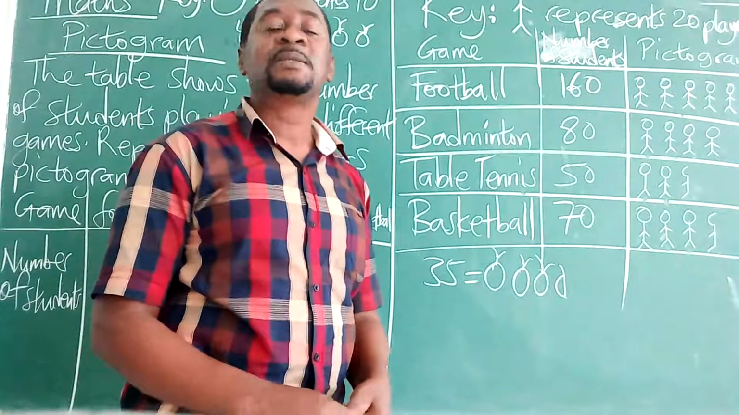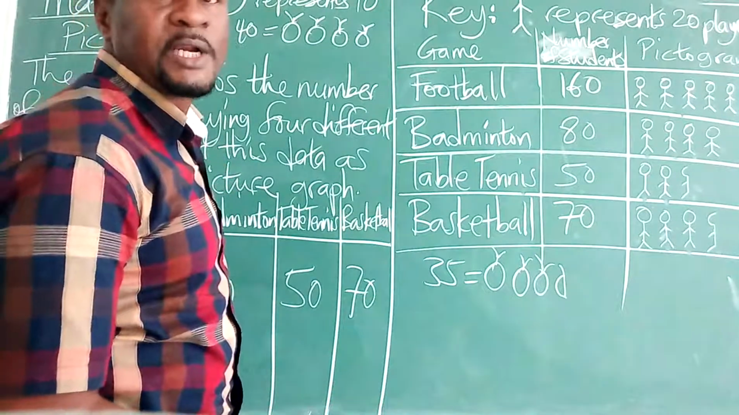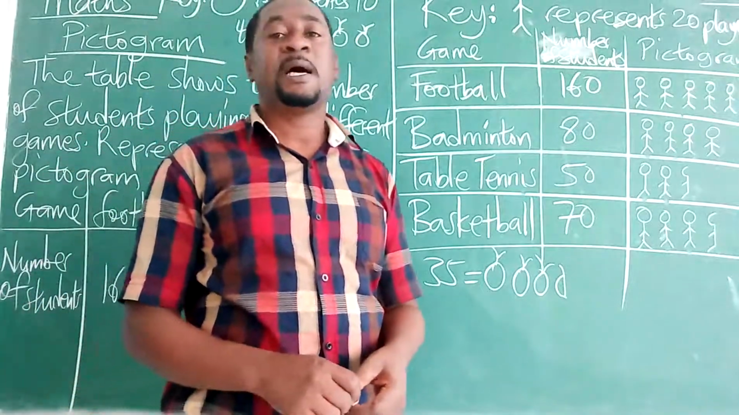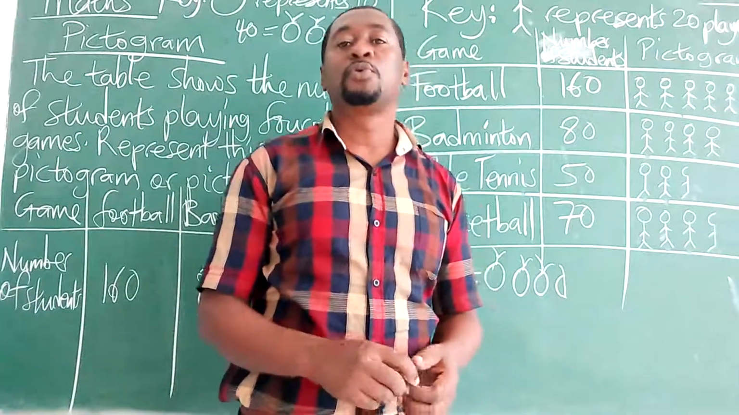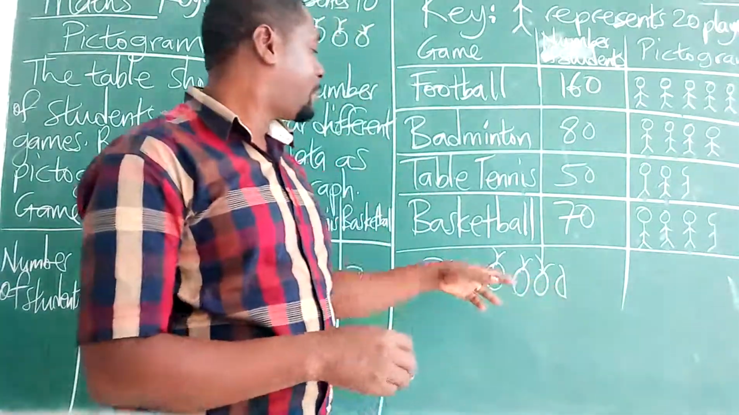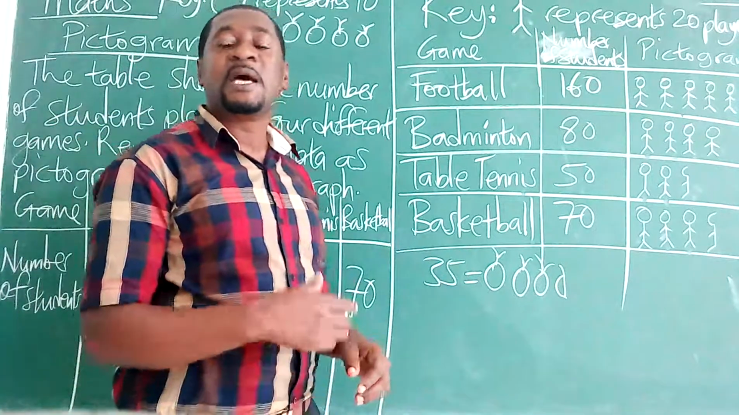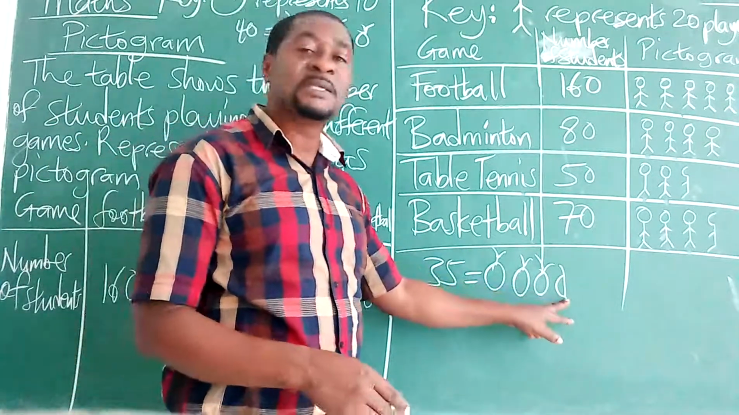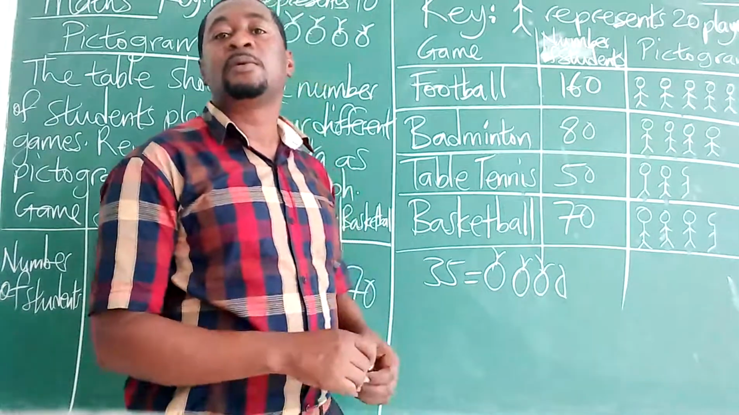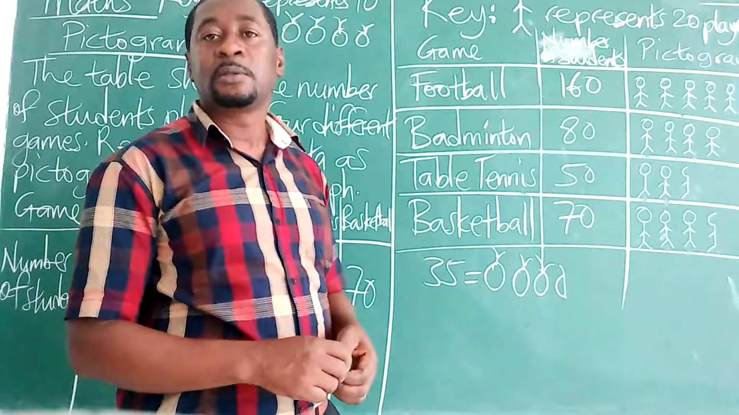So representing data like this as pictogram, this is how we do it. If the number that has been given to you is not a full number like the way we are seeing it here, what you do is divide that picture into 2 to represent the half.